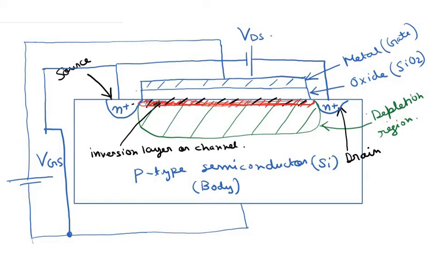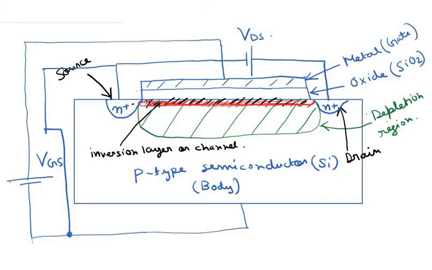So if there are no mobile electrons in this region, that means there is no channel, and then the electrons won't be able to flow from the source to the drain. A conducting path at the surface of the body, or at the interface of the oxide and the body, is required for electrons to flow from the source to the drain, and this conducting path is created by the induced mobile electrons when VGS is increased beyond the threshold voltage VTH.